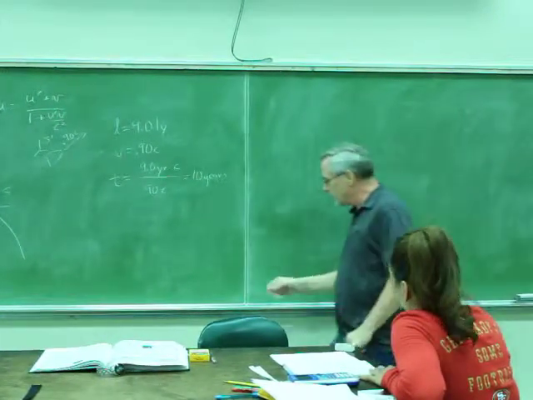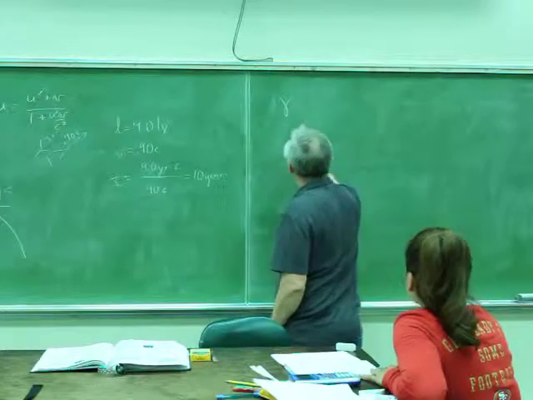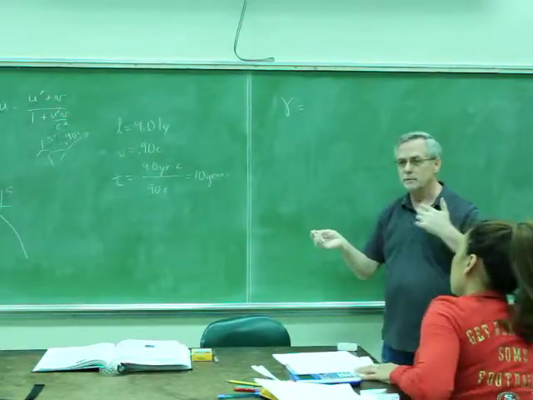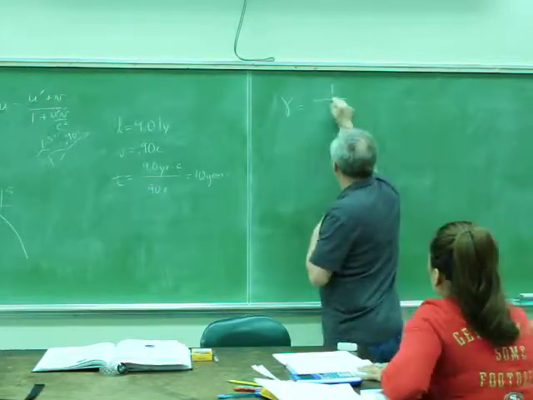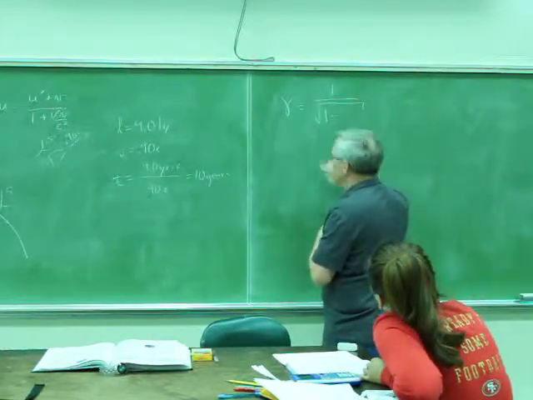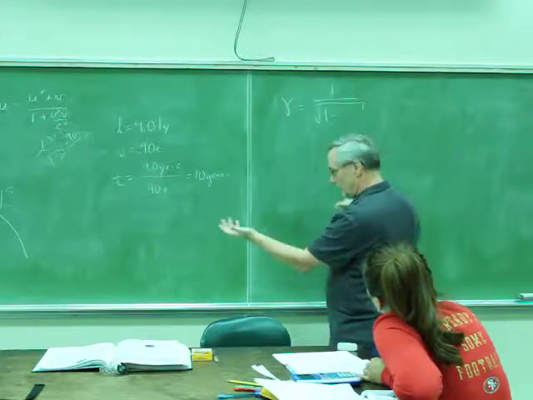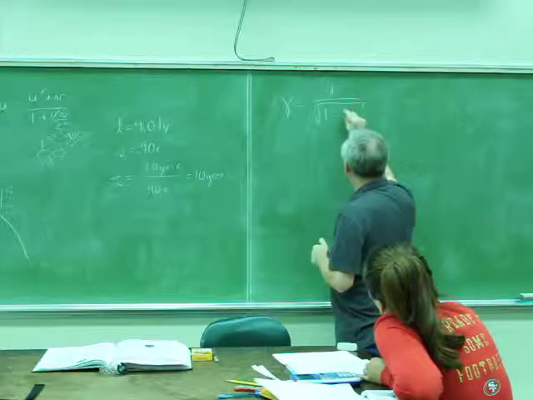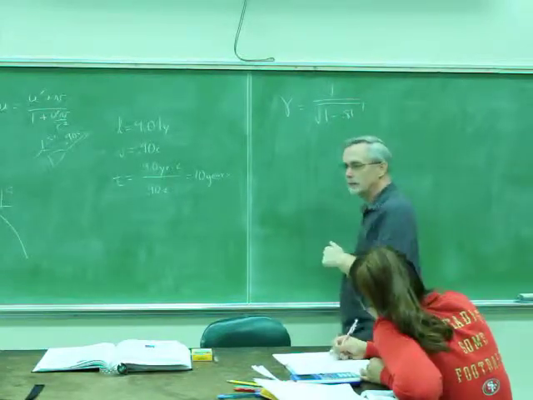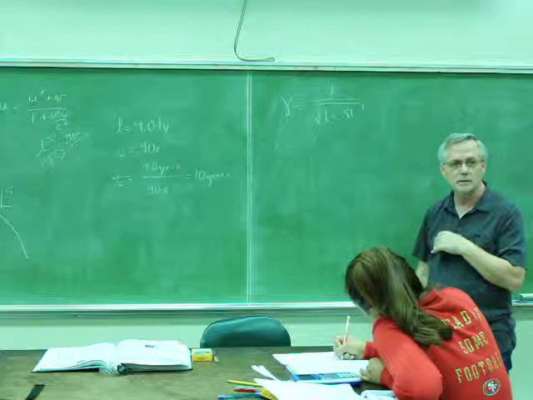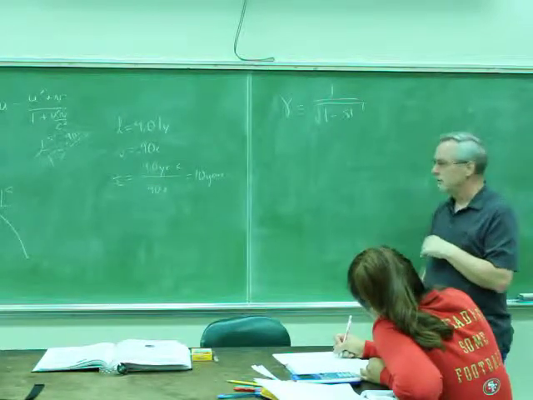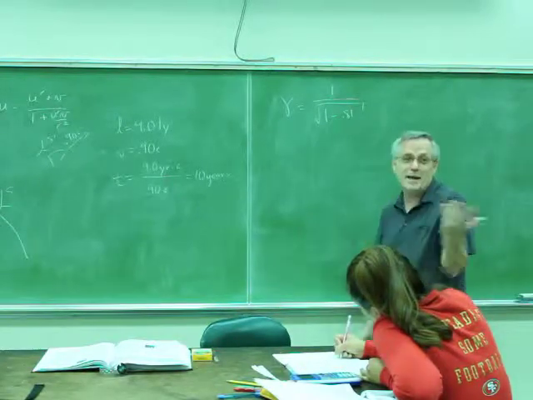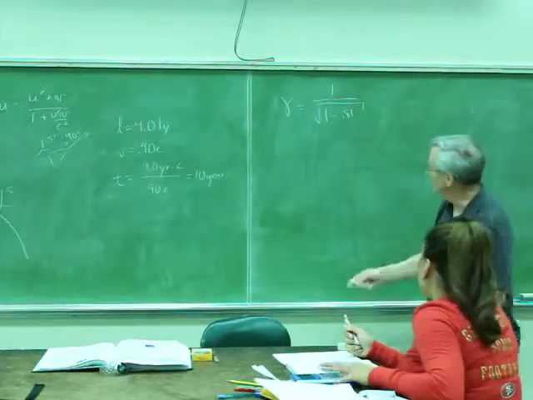Tell me, without actually putting numbers in right away, what is gamma in this case? Let me just set it up. It's 1 over the square root of 1 minus v squared over c squared, and v over c is 0.9, so I have 0.81, right? 0.9 squared is 0.81. Yeah, if I say so, I could be wrong. You're right.